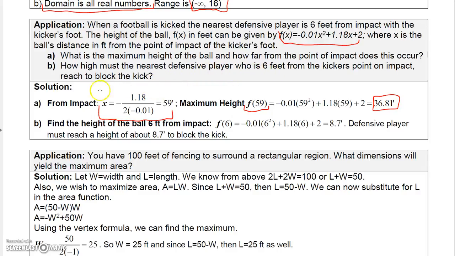And then the next one says how high must the nearest defensive player who is 6 feet from the kicker's foot on impact reach to block the kick? Well, basically what I need is the height of the ball 6 feet from the kicker. So find the height at 6 feet, and we get 8.7 feet. So the defensive player must reach a height of about 8.7 feet, because that's about the height of the ball when it's kicked. So he's got to be able to reach that height in order to block the kick.